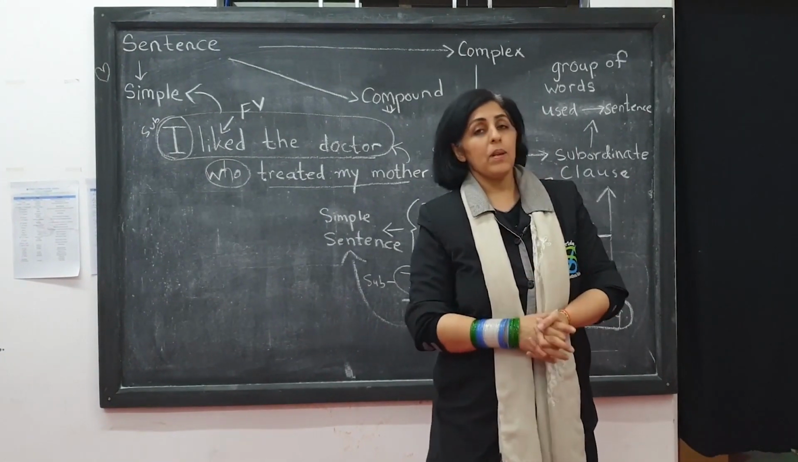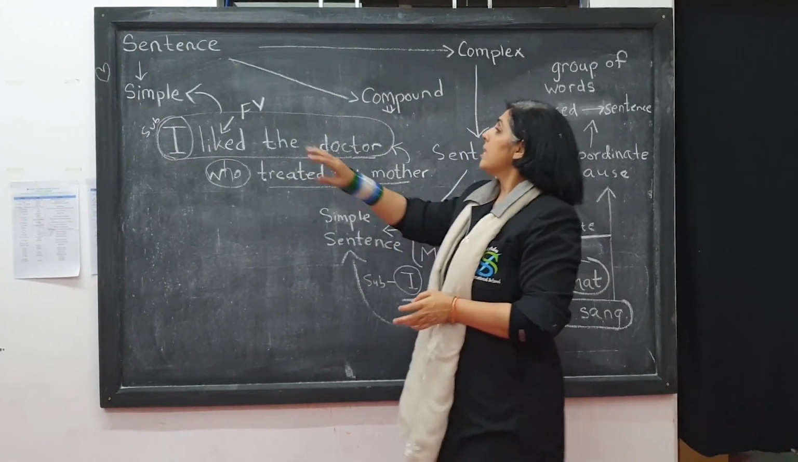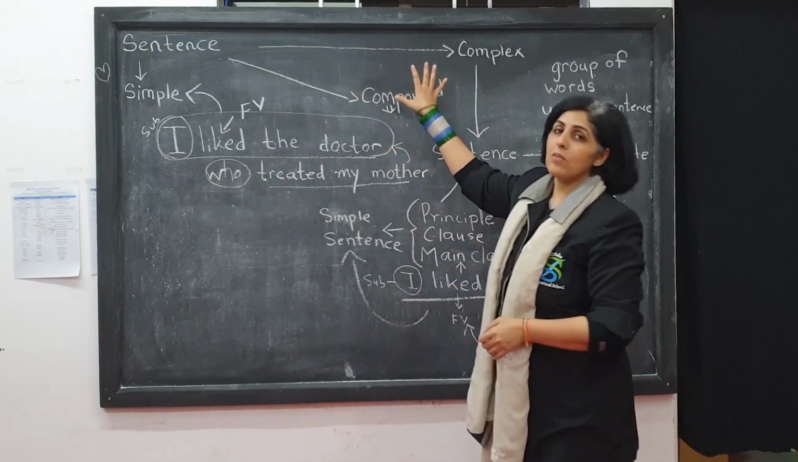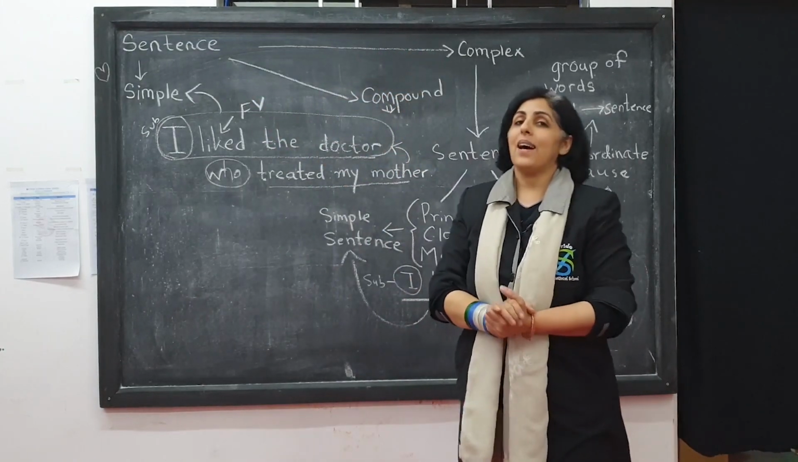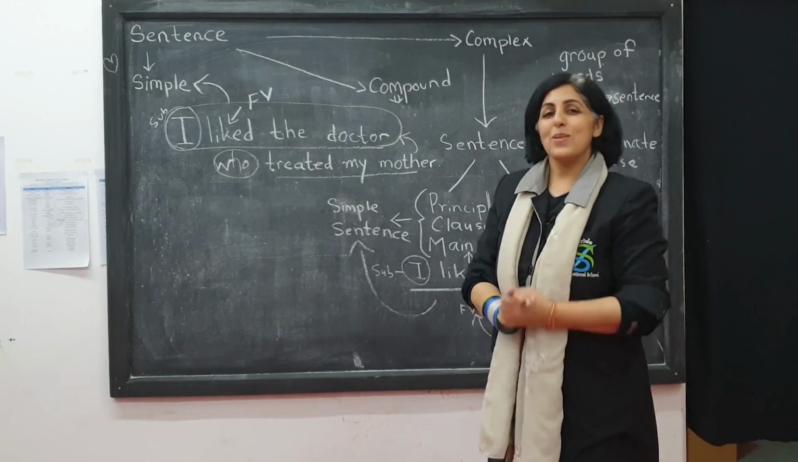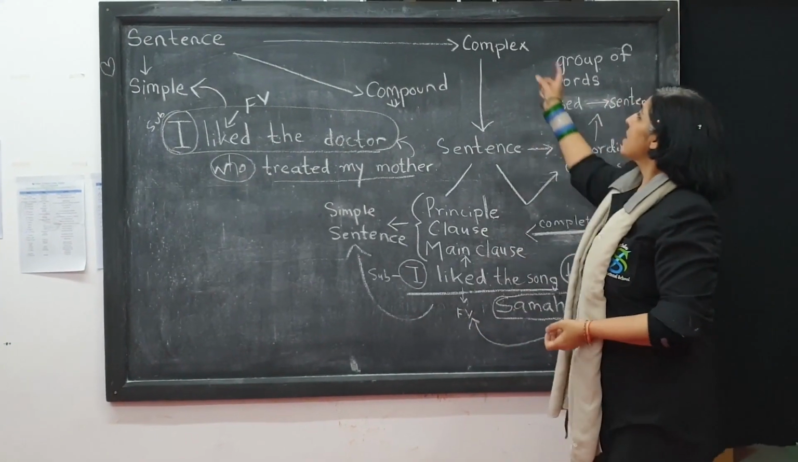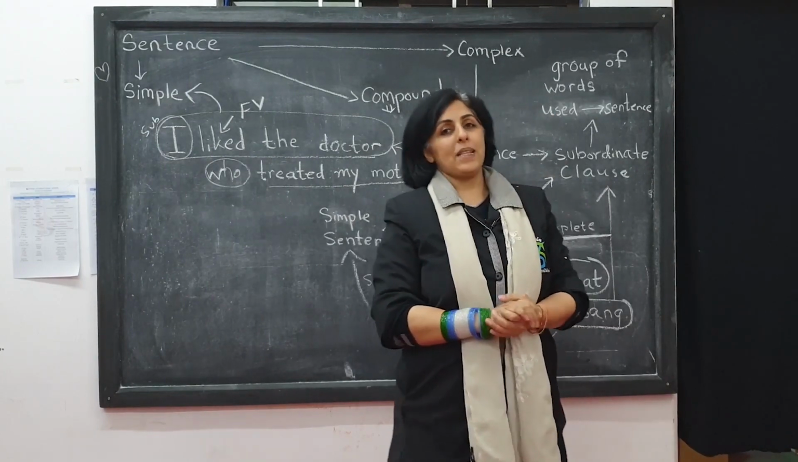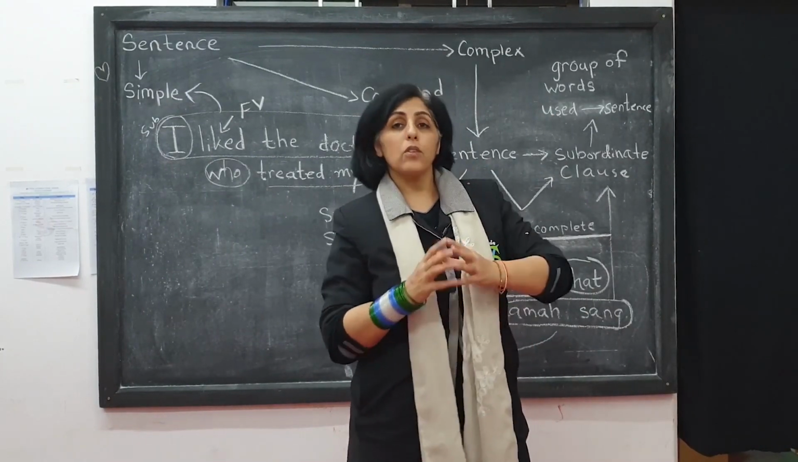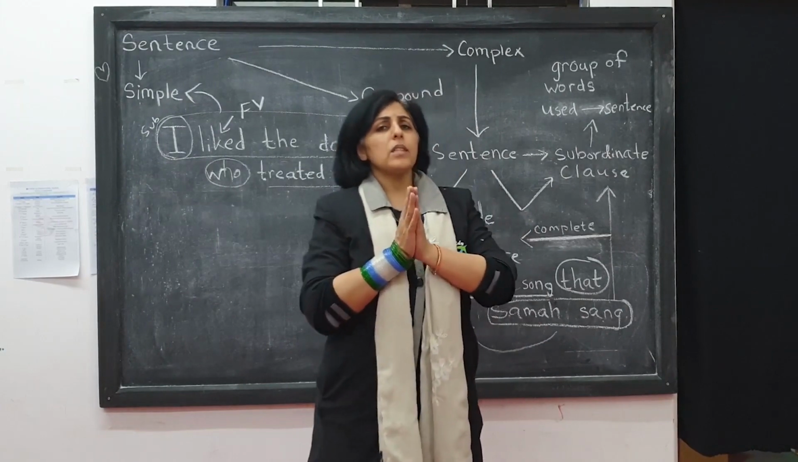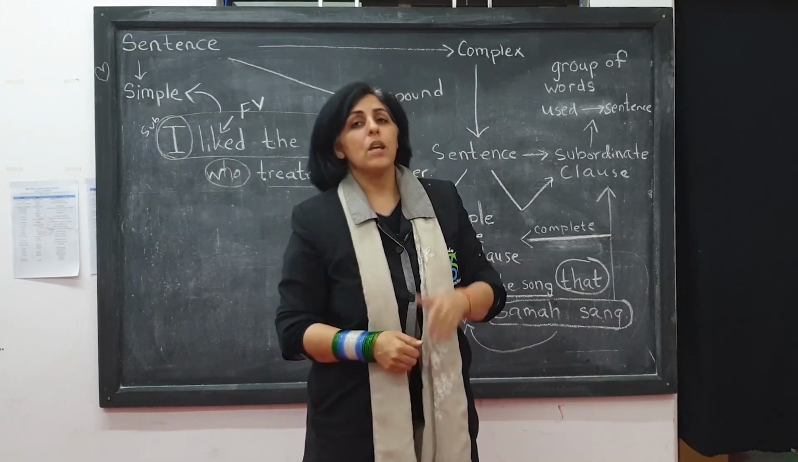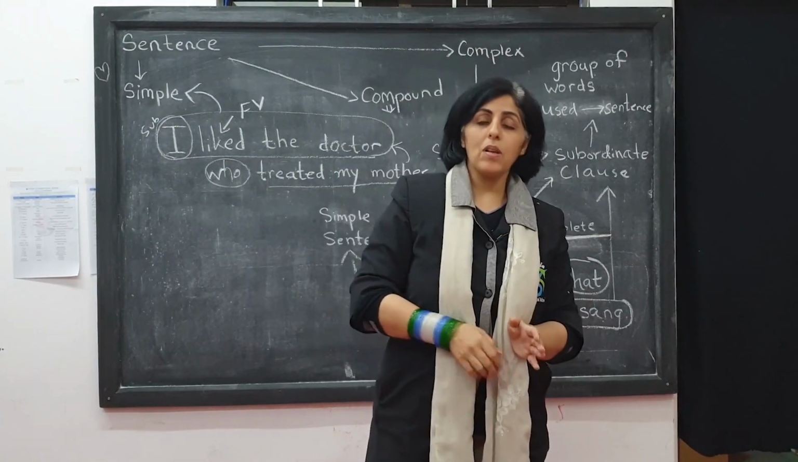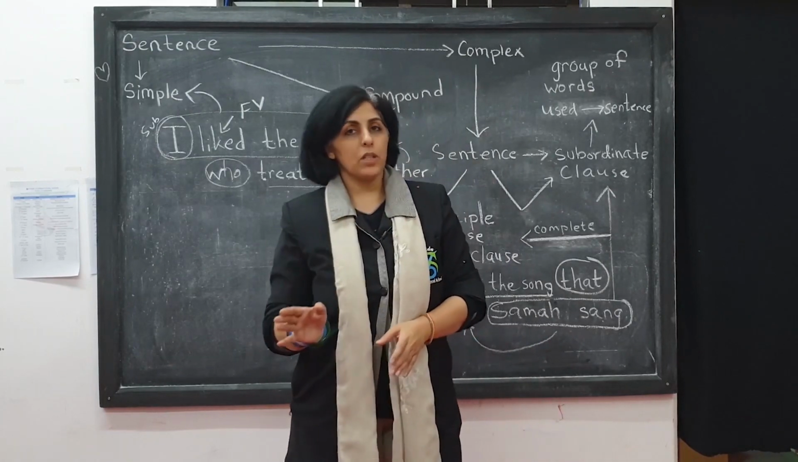Now if you remember our last class, we did simple sentence and compound sentence, and then I ran out of board. So today we are here to discuss complex sentence. So let's discuss what is a complex sentence. A complex sentence is a group of words which can be divided in two parts within a sentence. One part being the principal clause, the other part being a subordinate clause.